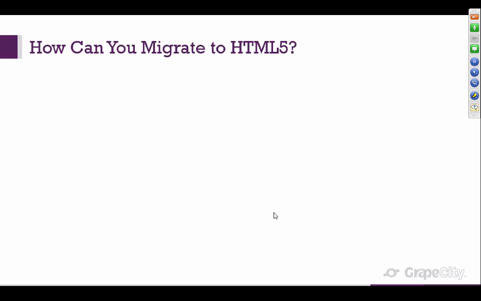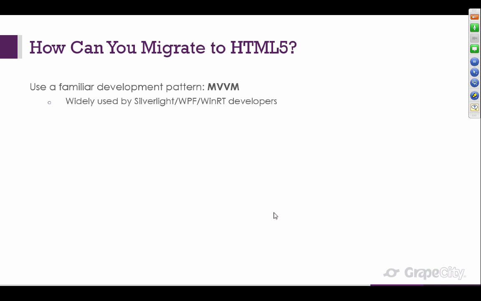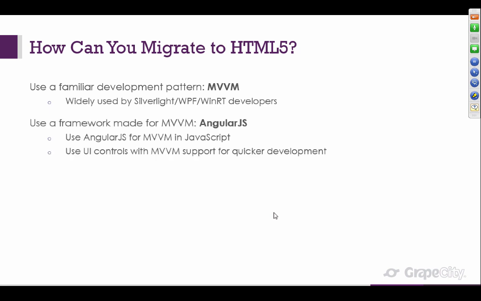So how can you migrate to HTML5? First of all, use a familiar development pattern. A lot of us adopted MVVM from the Silverlight days, WPF, WinRT as well. So having a familiar pattern is going to make life easier on developers. They're going to be able to fall back on that and understand how to organize things, where to put things. And it's just one less thing you have to worry about when you're migrating, and you have some familiarity to fall back on.